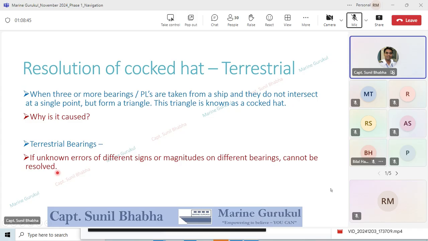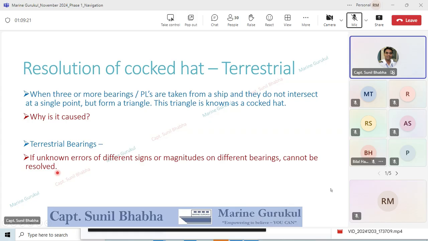The only possibility where cogged hat can be resolved is when the error in all the three position lines in all the three bearings is same. Now, if we ascertain that the error is the same, how the same error can be generated? It can be generated because of a compass error. You were taking bearings with a gyro compass and you did not apply the compass error, or you did not know the compass error. So that's why the cocked hat was formed. Now all the three PLs are having a similar kind of error.